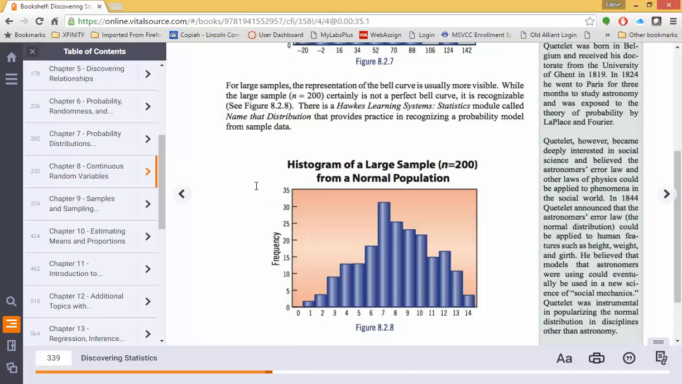This one here, you can see as n gets larger, the normal distribution is more apparent. It's almost like if we were able to trace the outside of each one of these rectangles, then it would form that bell-shaped curve.